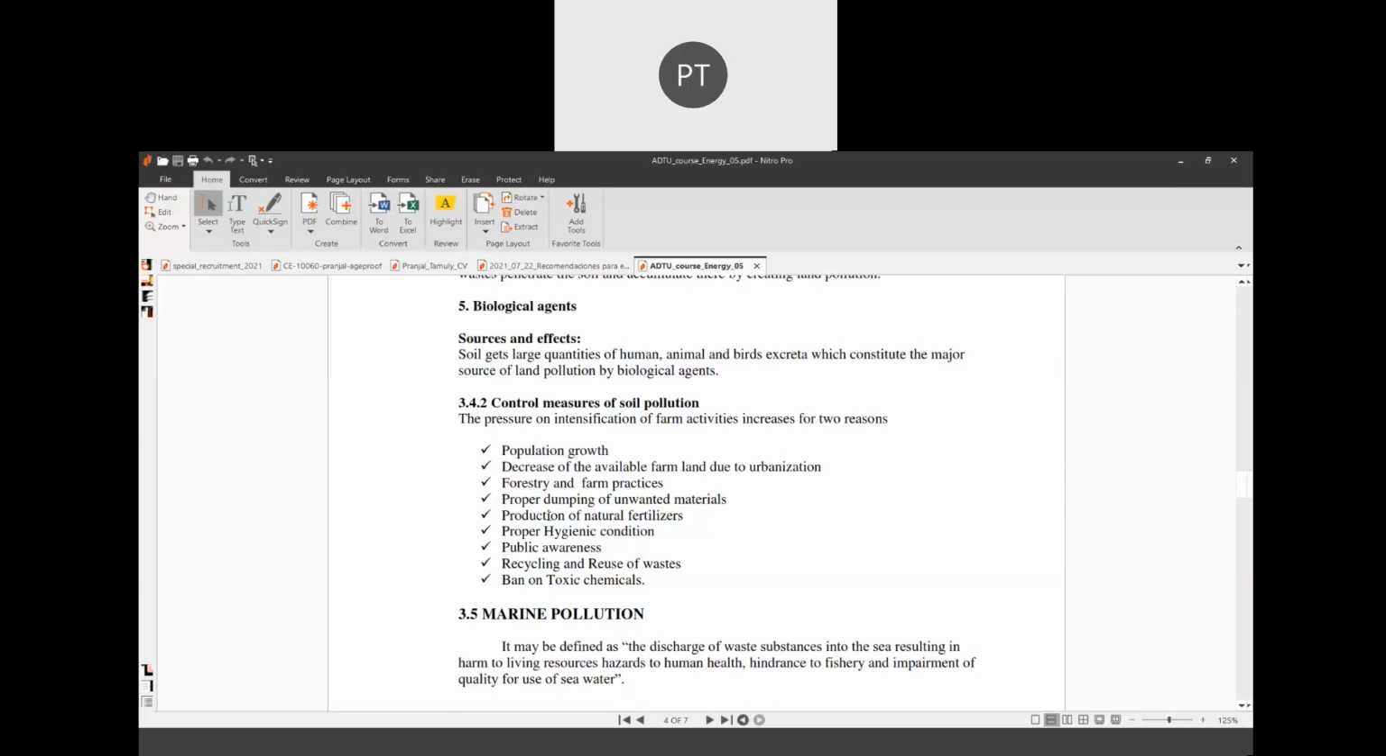Production of natural fertilizer. Instead of using artificial fertilizer which produces soil pollution, we can always use farm compost and other natural sources of fertilizer. Also practicing proper hygienic conditions, public awareness of soil pollution and what the harmful effects of soil pollution are, recycling the use of waste and reuse of waste, and banning toxic chemicals. So these are the control measures of soil pollution.